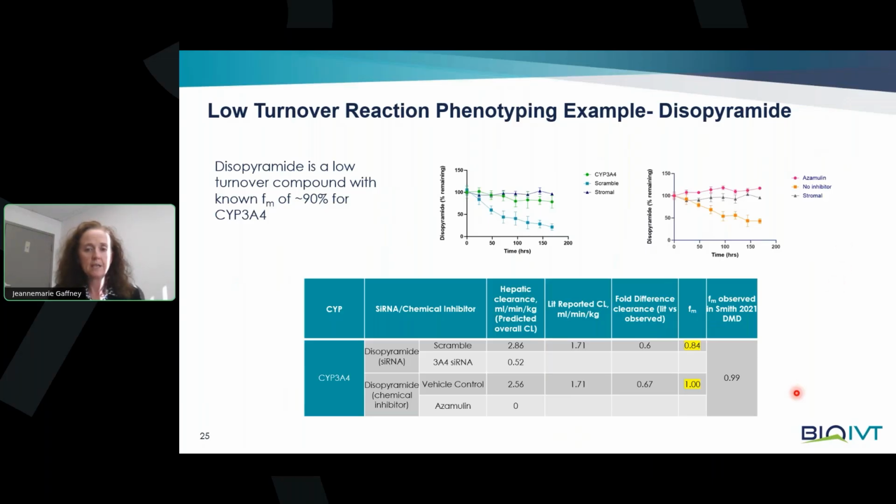And once again here, we did perform the hepatic clearance calculations and also compared it to the reported clearance in the literature. And we saw just 0.6 and 0.67 fold difference for the literature versus our observed in vitro clearance, and calculated our FMs as well. With the gene knockdown method, having an FM calculated to be 0.84, and using the chemical inhibition, an FM of 1. And once again, referring to the Smith publication, in which a number of compounds and a number of CYP targets were looked at, the calculated in vitro FM in HEPATOPAC was 0.99 for 3A4 for disopyramide.